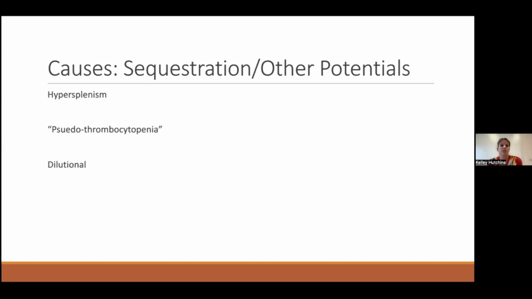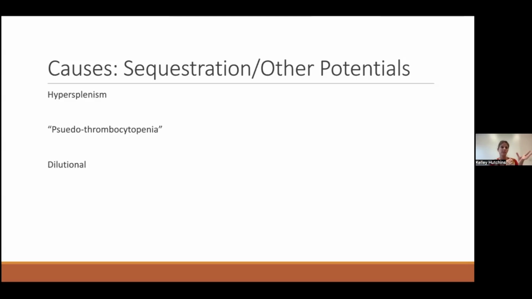And then sequestration. So patients who have hypersplenism, for example, you can see this. A classic example, we don't see a lot of this here, but in different parts of the country and the world, is sickle cell anemia. If patients have sequestrations, they can also actually consume the platelets. And then, of course, there is always pseudo-thrombocytopenia. So patients where it clots in the actual tube.